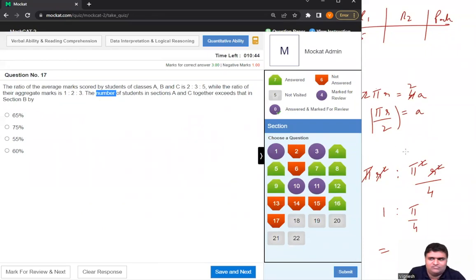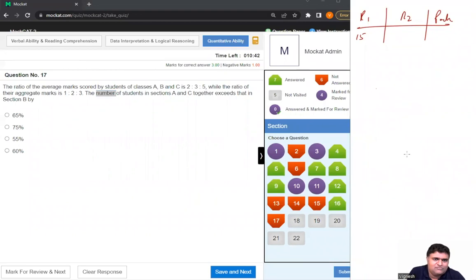Take your time. Don't hurry. You understand? Ratio of three terms. Looks good. So divide and do it. What is the ratio of aggregate marks? What is it going to be? 1 to 3.